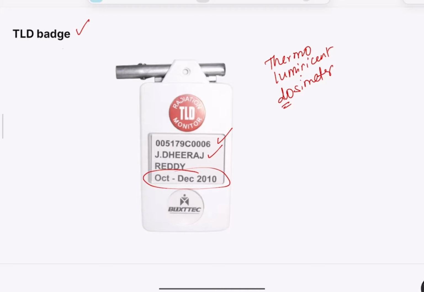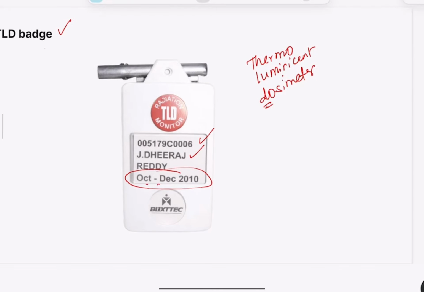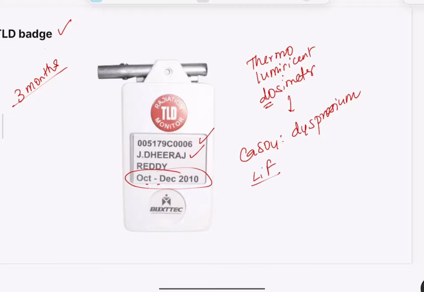limit which is crossed. So how frequently? October, November, December. It is 3 months. So this is monitored every 3 months. So this TLD badge, behind side if you open it, there are those discs which are there. The active component which is there is calcium sulfate dysprosium. In India, in other countries, it is lithium fluoride.